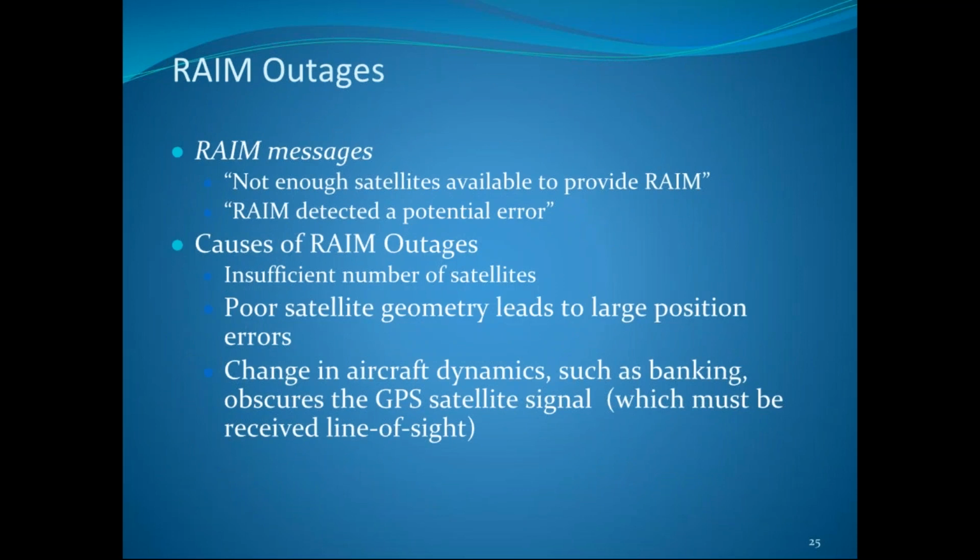Like I said, RAIM outages, bad stuff. Not enough satellites available to provide RAIM. These are the messages that we receive. Or we'll see RAIM detected a potential error. The causes of these RAIM outages are insufficient number of satellites, poor satellite geometry leads to a large position error, or change in aircraft dynamics such as banking obscures the GPS satellite signal, which must be received line of sight.